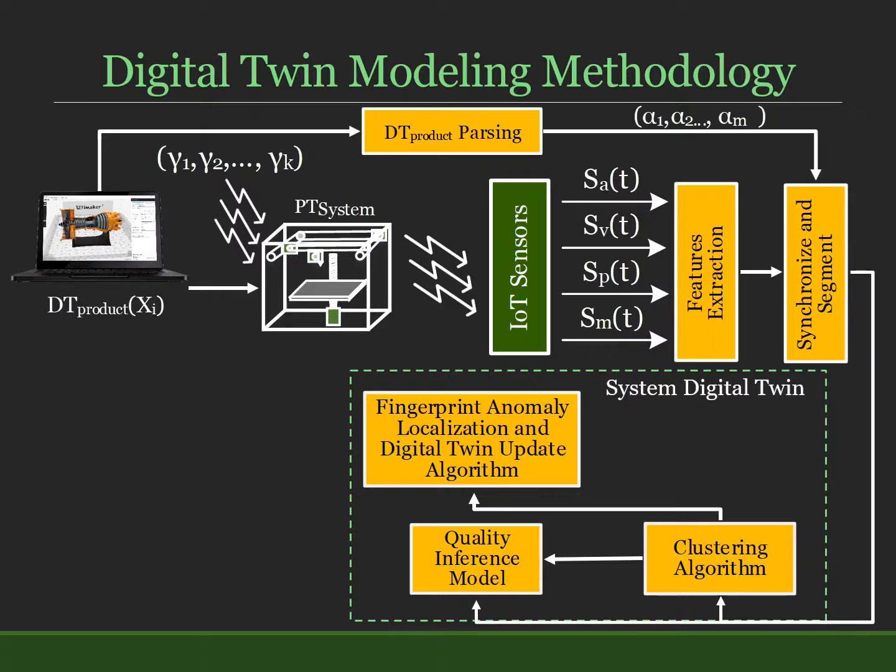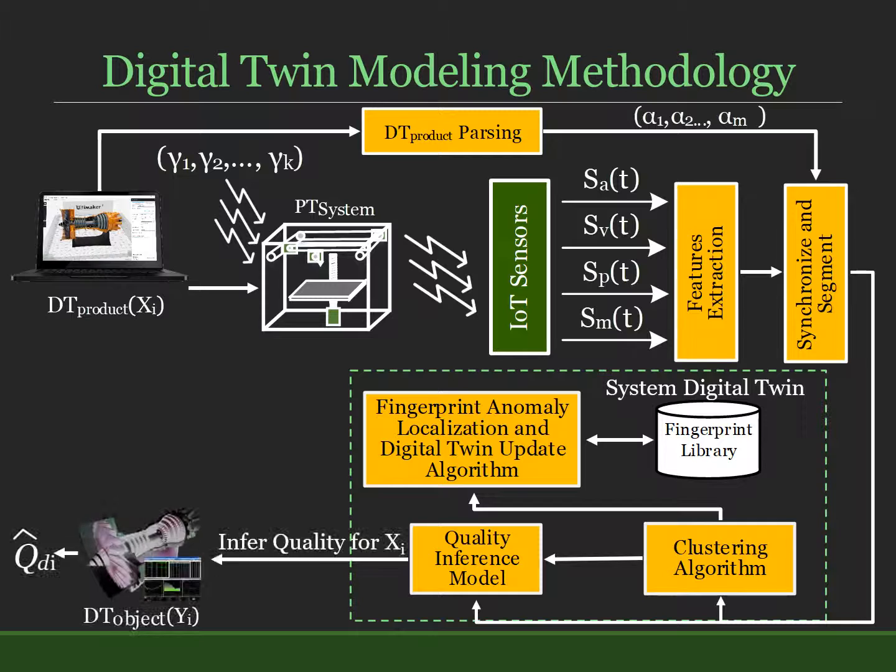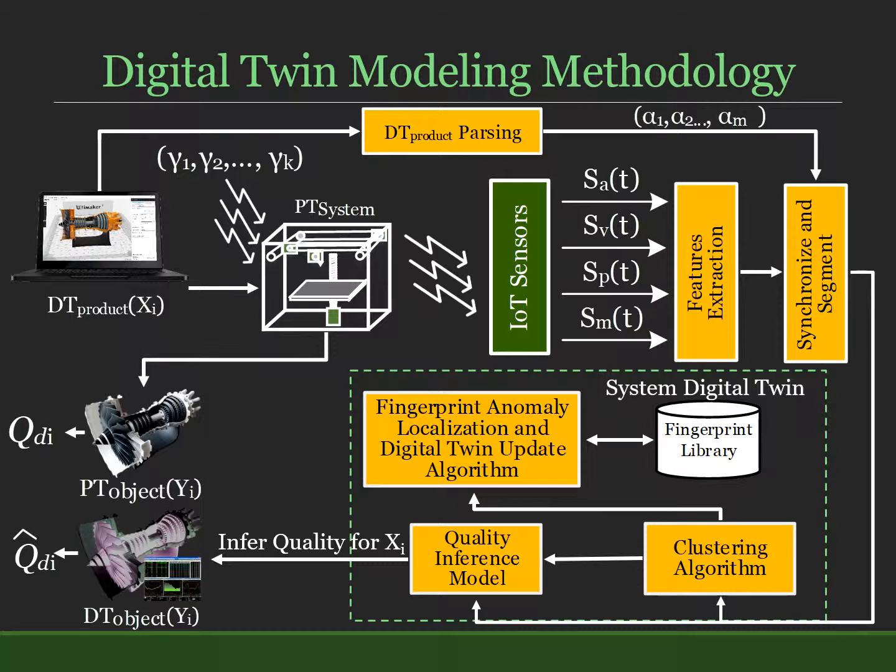surface quality, dimension, etc. The clustering algorithm data is passed to a fingerprint generation and anomaly localization block. This block utilizes the various parameters from the clustering algorithm and creates fingerprints to be stored in the library, and also provides an algorithm to update these fingerprints for updating the digital twin. The digital twin is then utilized to infer various quality parameters and perform runtime localization.